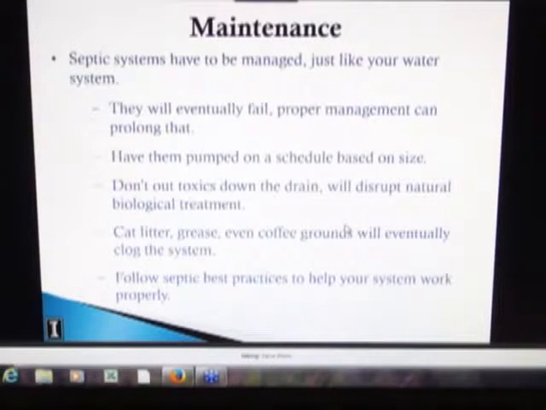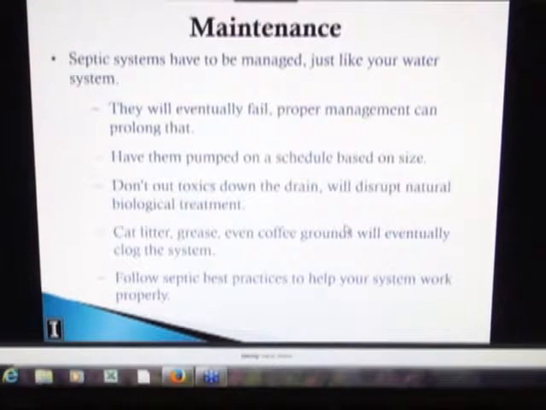The same with your septic system. You manage it properly, you're careful about what you put in it, you pump it like it's supposed to be pumped, then you're more likely to have your system last a long time. It's a natural system and it works great, so it doesn't need a lot of other things done to it as long as you're doing the proper maintenance.